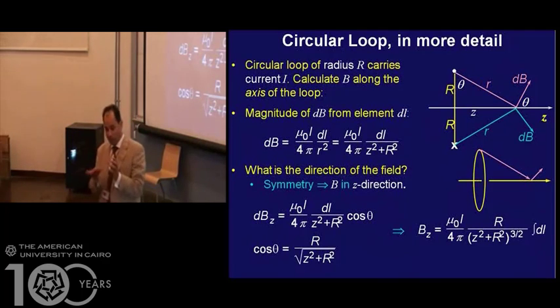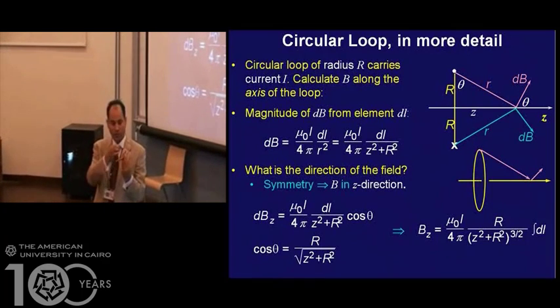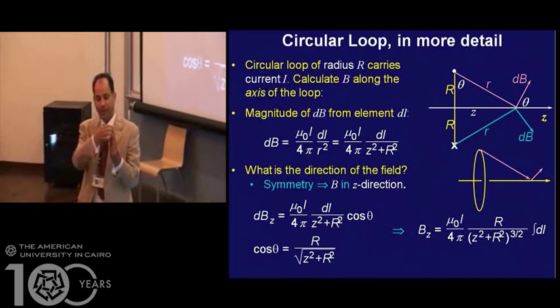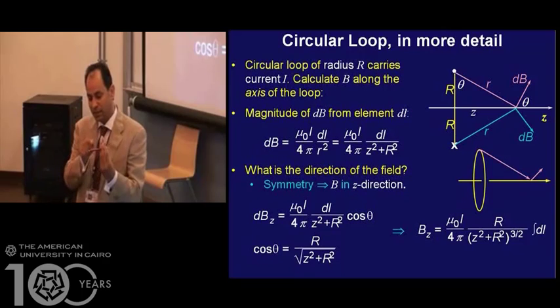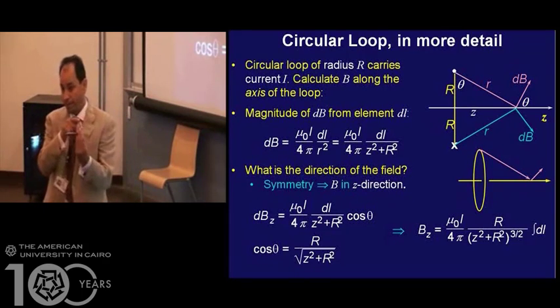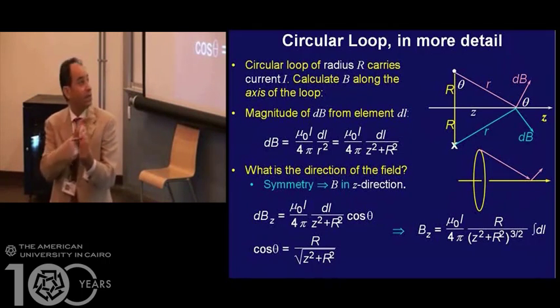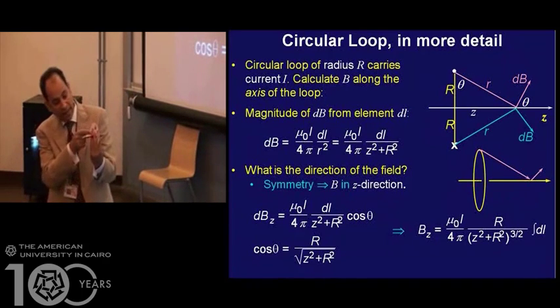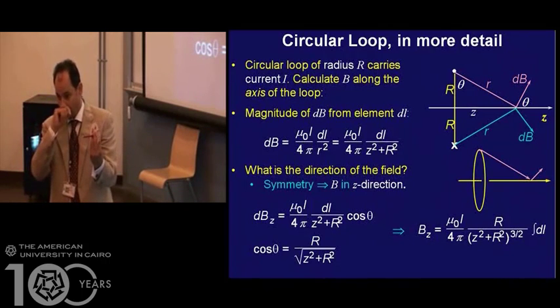Okay, so this is the loop, and I'm trying to find the magnetic field in here. So I'm going to choose a small segment in here that has a length dl and carries a current I, and I'll try to find the magnetic field at that point. That distance is the distance that I call small r. That distance is that length. This, I call z. And this, I call r.